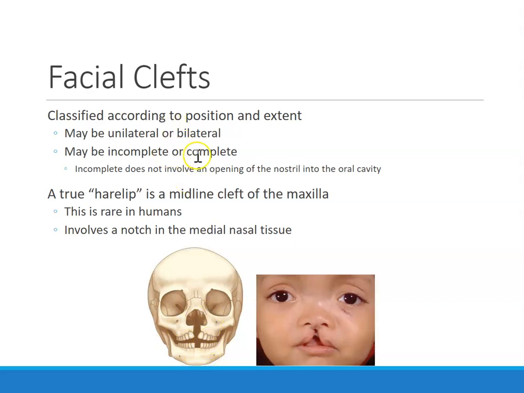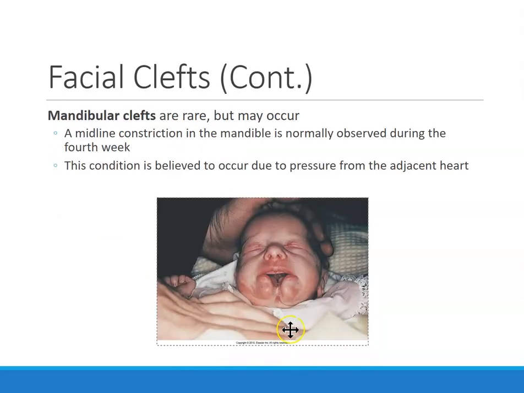It can be complete or incomplete. Complete means it goes all the way up to the nose. Incomplete means it doesn't go all the way up to the nose. And you can even get a hair lip, which is like a midline cleft. Really rare, but it can happen, okay? So a midline cleft is known as a hair lip. Mandibular clefts can also happen. Mandibular means the lower jaw. You can get a cleft on the lower jaw, but it's really rare. The reason why this happens is because maybe there was so much pressure from the heart, so the heart was pushing up on it, and it just created that cleft.